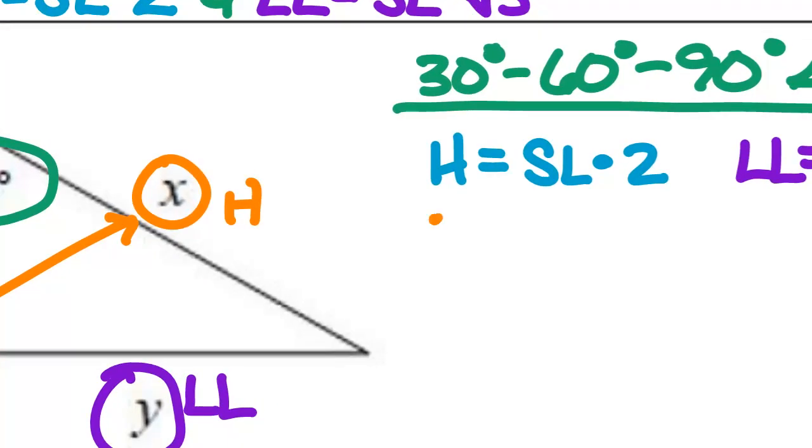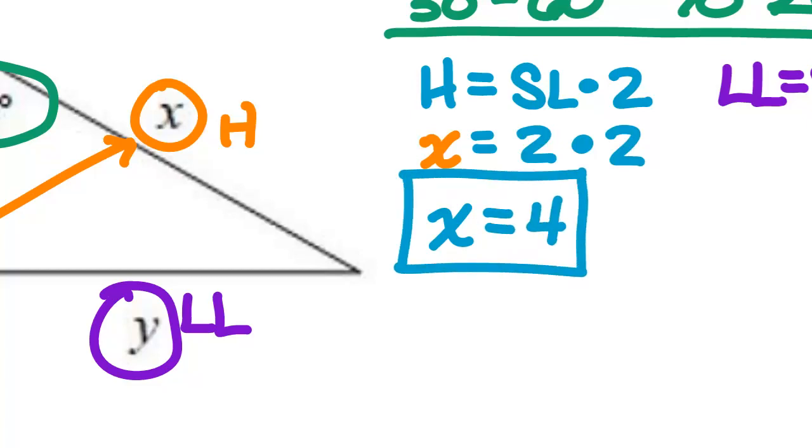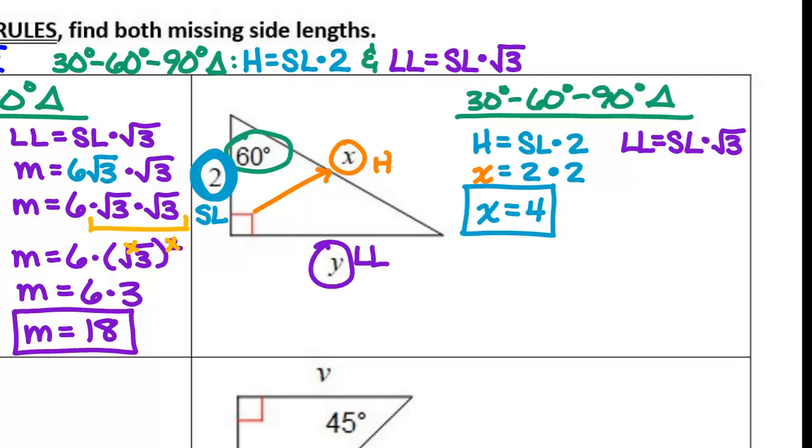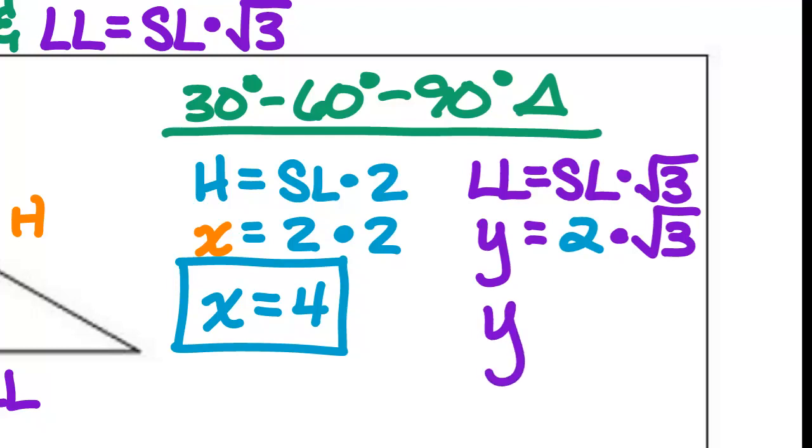And so that means y down here on the bottom would have to be my long leg. So to find that hypotenuse x, we take our short leg of 2 and we times it by another 2. So my hypotenuse is 4. The long leg, which they are calling y, is equal to the short leg, which is 2, times the square root of 3. So 2 radical 3.